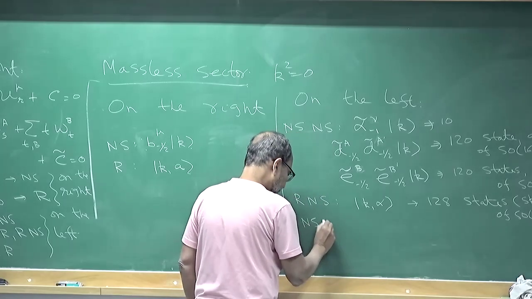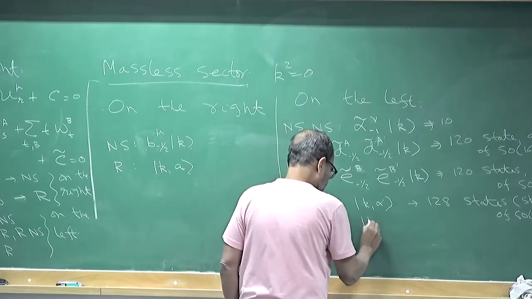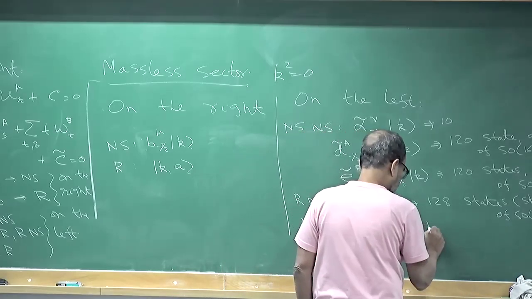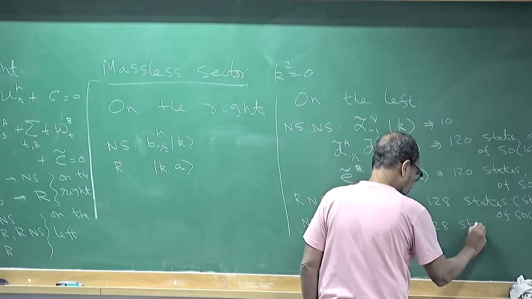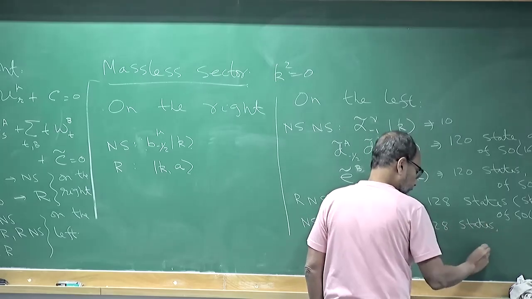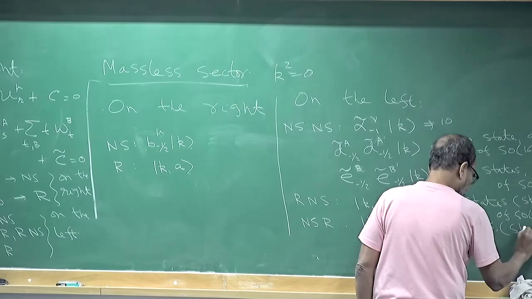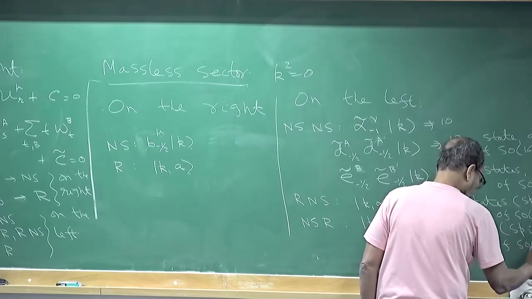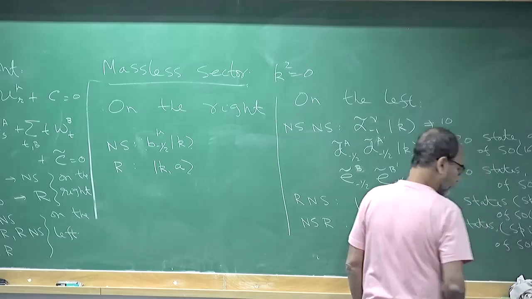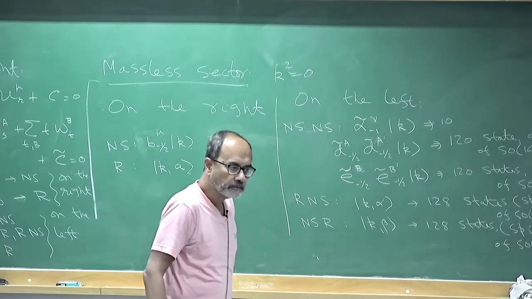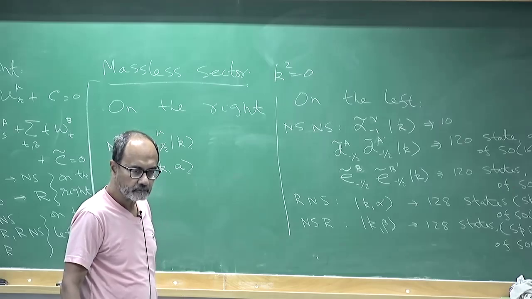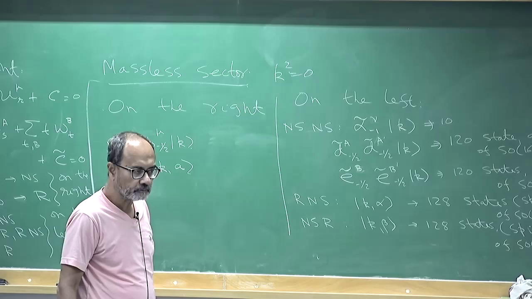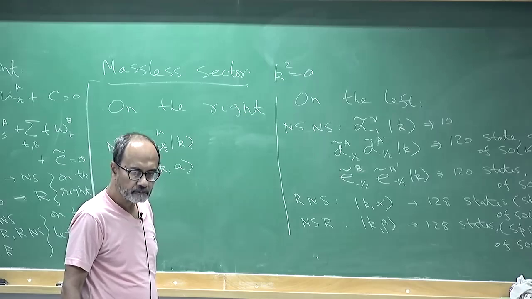NSR, let's do this. This K beta. This is again 128 states, spinor of SO16-2. Is this clear?